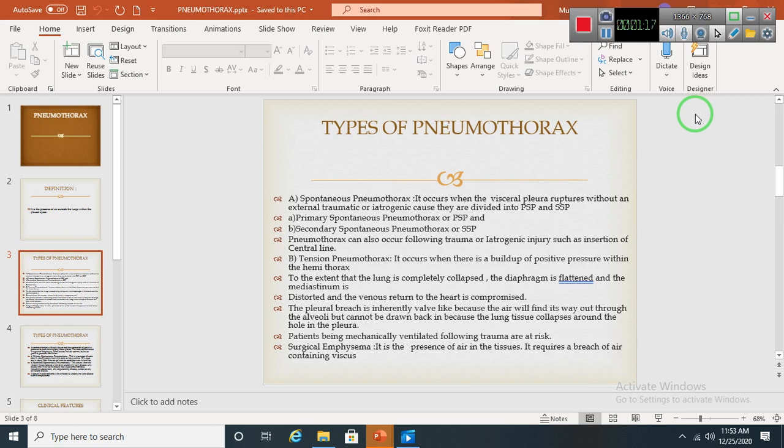Pneumothorax can also occur following trauma or iatrogenic injury such as insertion of a central line. Iatrogenic is caused by the physician. Number 2 is tension pneumothorax.